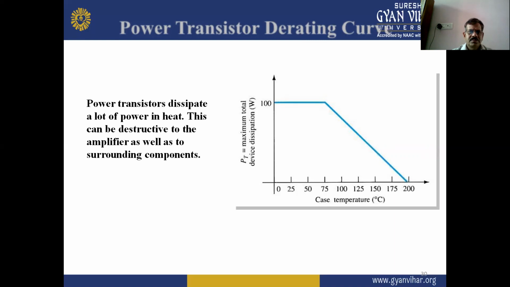In this, the power transistor dissipates a lot of power as heat. This can be destructive to the amplifier as well as to surrounding components. So power in heat is very destructive, and it is not good for the amplifiers because it can be destructive to the surrounding components also.